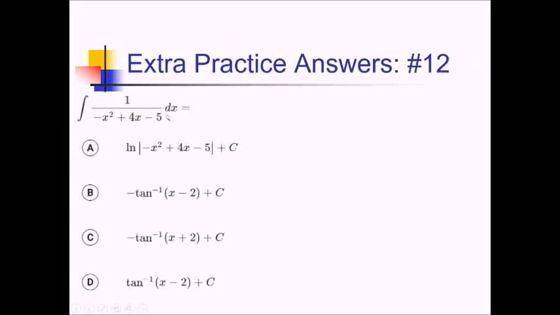To take the antiderivative on this problem, I'm going to start by factoring a negative out of all of this stuff. So take a negative 1 out of the denominator, leaving me with a negative outside the integral, and inside we have a 1 over x squared minus 4x plus 5. All right, so why did I do that?